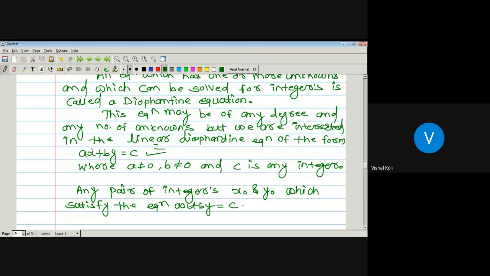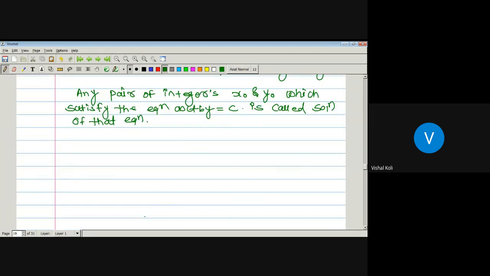It means whenever we put the value of x as x naught and y as y naught, then ax naught plus by naught will be equal to c. Then such a pair of integers x naught and y naught is called a solution of that equation. Any pair of integers x naught and y naught which satisfies the equation ax naught plus by naught equal to c is called a solution of that equation.